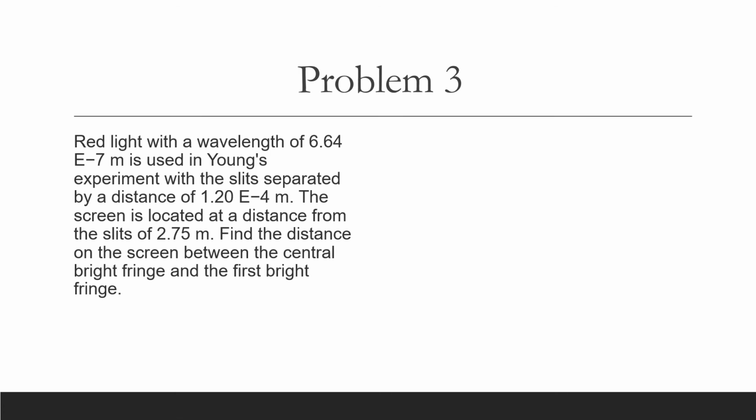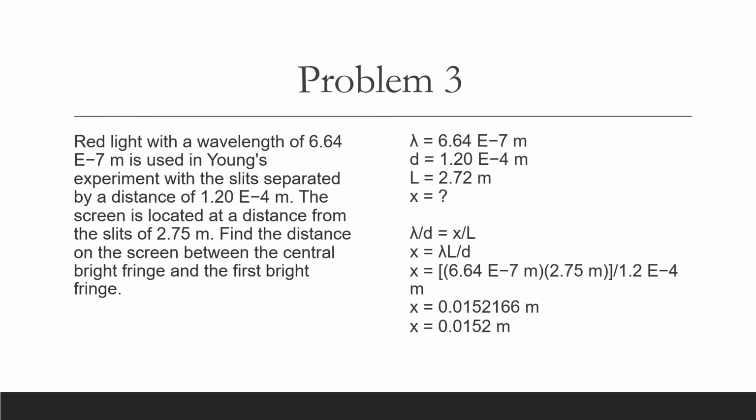Red light with a wavelength of 6.64 e minus 7 meters is used in Young's experiment with the slits separated by a distance of 1.20 e minus 4 meters. The screen is located at a distance from the slits of 2.75 meters. Find the distance on the screen between the central bright fringe and the first bright fringe.